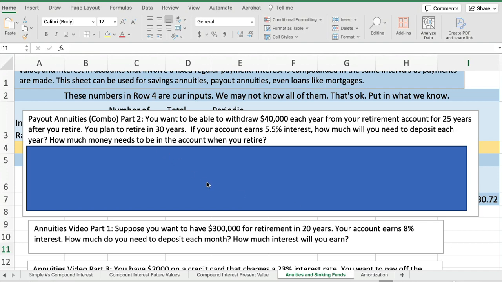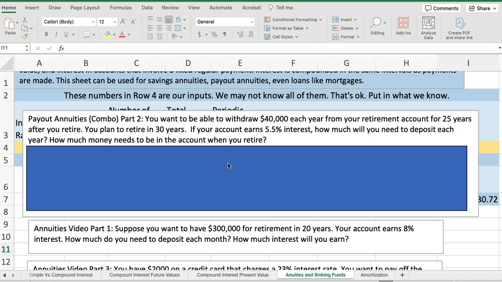The problem states: you want to be able to withdraw $40,000 each year from your retirement account for 25 years after you retire. You plan to retire in 30 years from now. If your account earns 5.5% interest, how much will you need to deposit each year? And then how much money needs to be in the account when you retire?